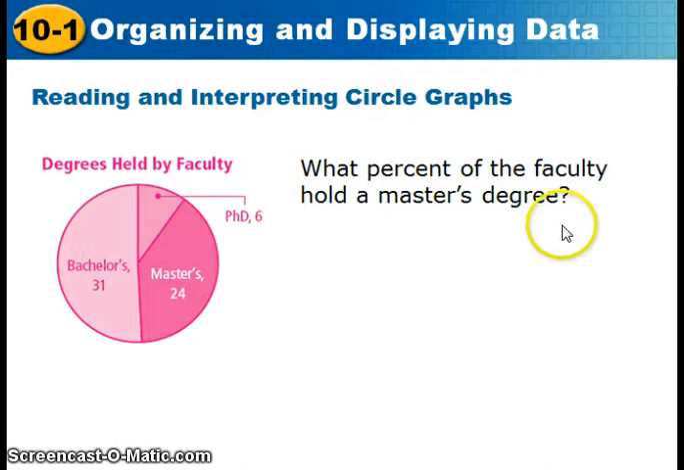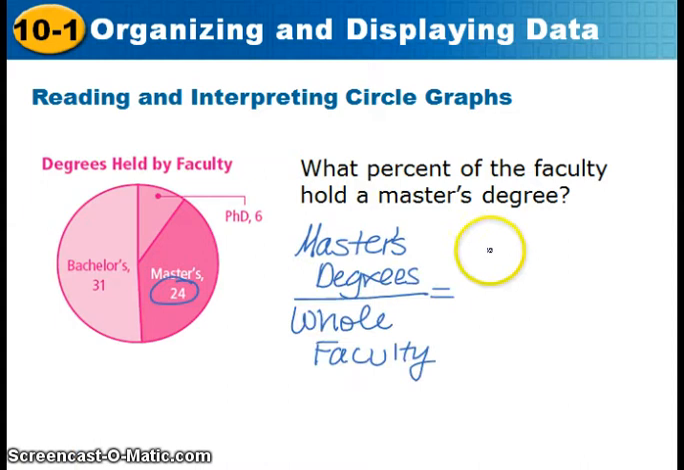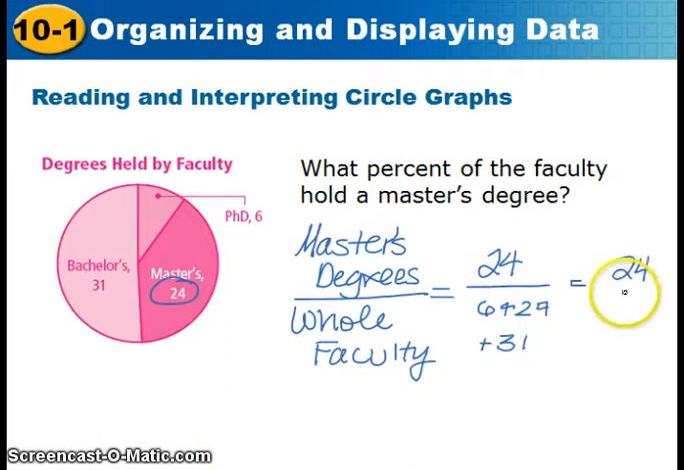Now, if you wanted to figure out what percent of the faculty held a master's degree, we would have to hone in on this number 24. And so that would be the ratio of the master's degrees to the whole faculty. So definitely there are 24 master's degrees. And in the faculty as a whole, there are the 6 people with a PhD, the 24 people with a master's degree, and then the 31 people that just have their bachelor's degree. So if you add up those 6, 24, and 31, you're going to end up getting 61 people altogether.